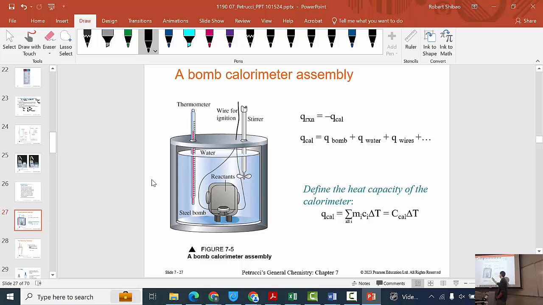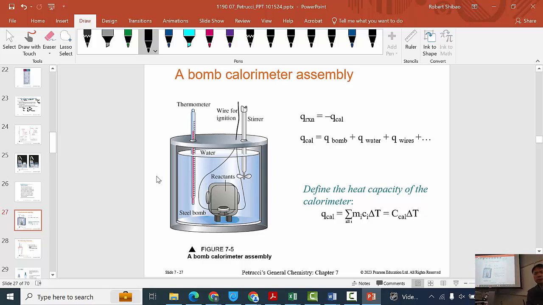And so the first thing is we calibrate the calorimeter. This calorimeter consists of the bomb here, all the water here, the stirrer, the wires, thermometer, everything. And so we need to calibrate this just by putting a standard in here that gives off a known amount of heat. Once it's calibrated, then we can put an unknown in here. We put an unknown here, burn it, figure out what the temperature rise is, and then we can determine how much heat was transferred to the surroundings from that.